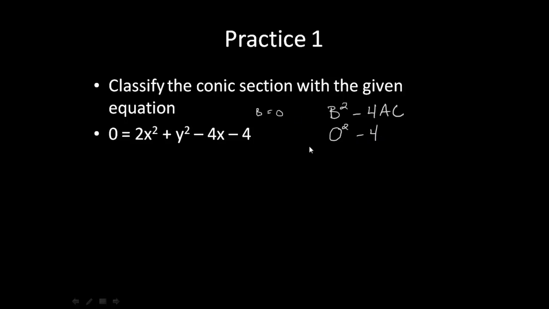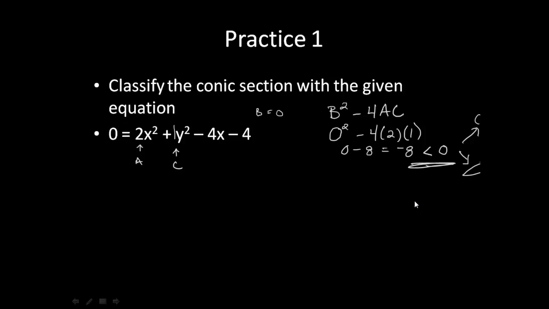Then my a comes from my x squared term. So in this case, my a is 2. My c comes from my y squared term. Well, since there's no number there, it's just assumed that it's a 1. So when I calculate this out, 0 squared is 0, minus 4 times 2 times 1 is 8, so I get negative 8. So that takes me down to my two options. My discriminant is less than 0. So that means I have two options. I could be a circle, or I could be an ellipse. We don't know which one it is.